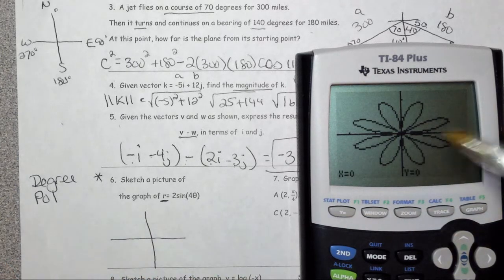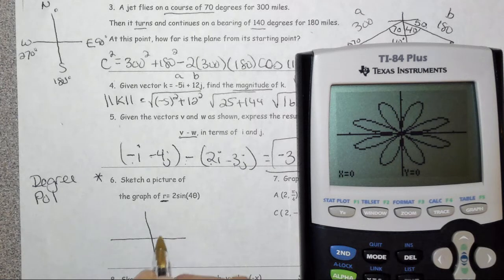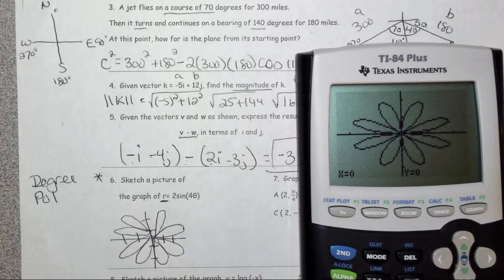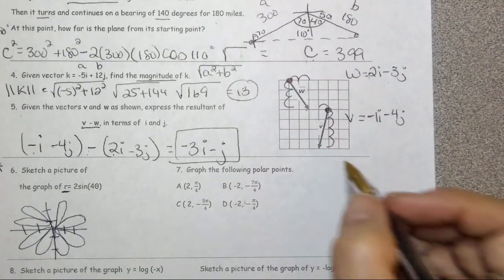And now I can tell that each one of my petals is about 2 units long, and I have 2 petals in each quadrant. So 1, 2, and it looks like they're about 2 long in each quadrant. It doesn't have to be perfect, just good enough so that you can look at a graph and pick the right picture. All right, number 7 wants me to graph the following polar coordinates.